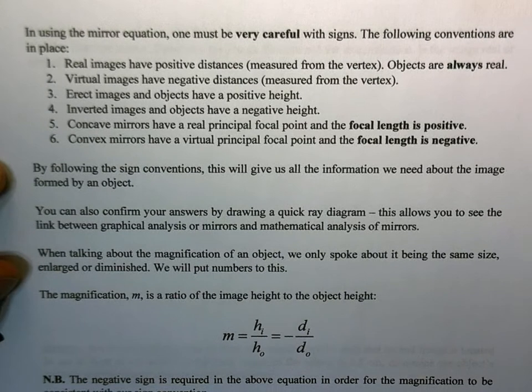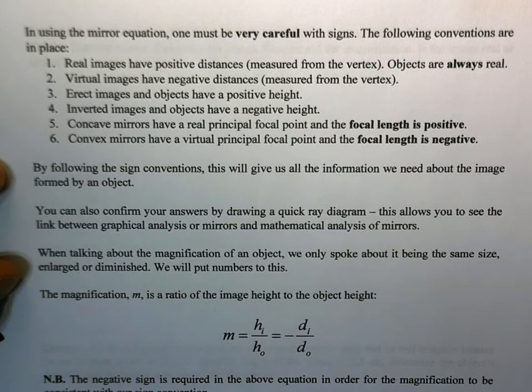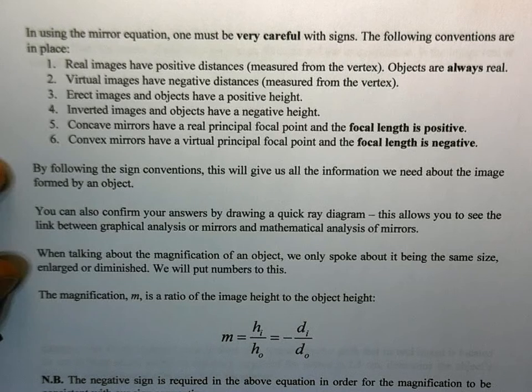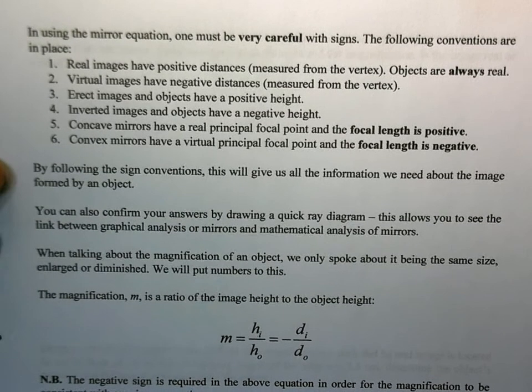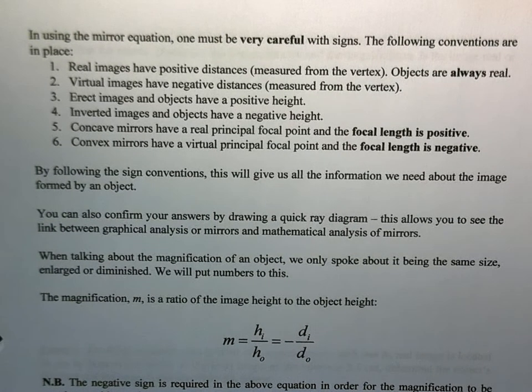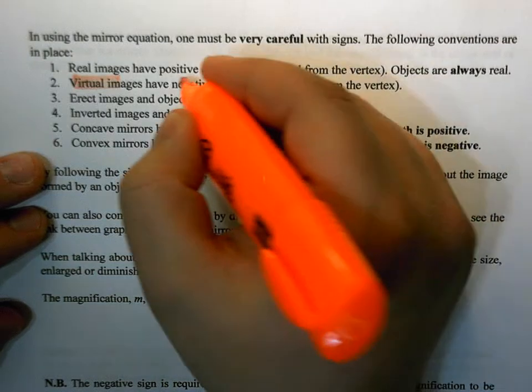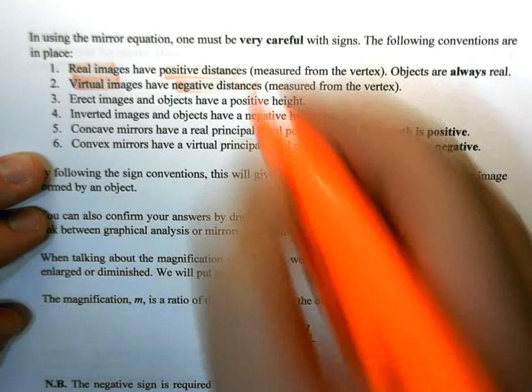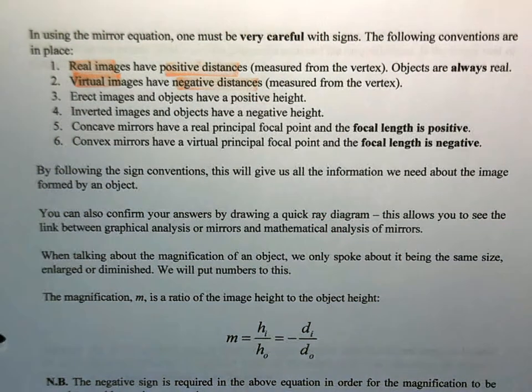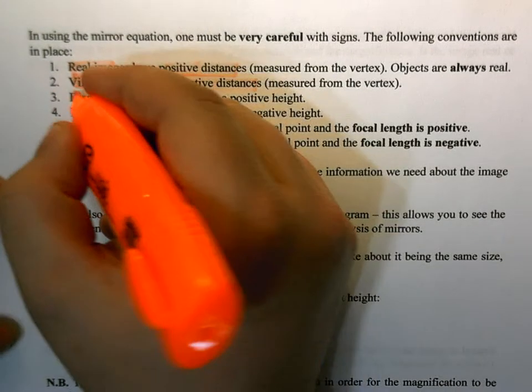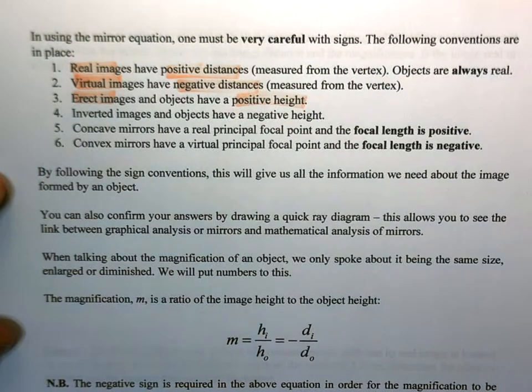Real images are going to have positive distances measured from the mirror. And objects are always going to be real. You either have a physical object or you don't. You're not going to have a virtual object. Virtual images are going to have negative distances measured from the vertex. So if you happen to get a DI that's negative, that's right away telling you that you have a virtual image.